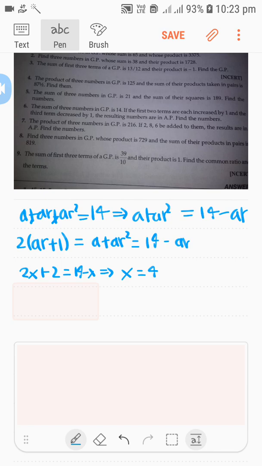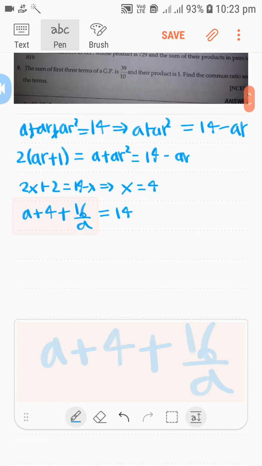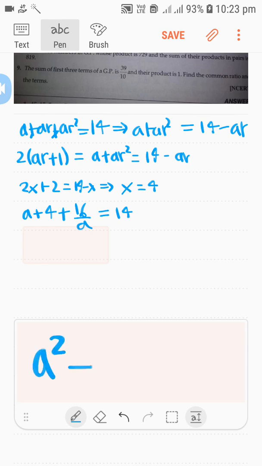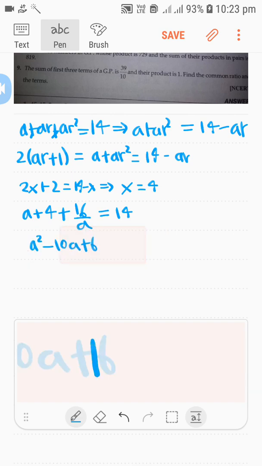So you will get A plus AR is just 4, plus AR is 4 times R. So 4R is nothing but 4 times of 4 upon A, which is just 16 upon A, and this is 14. That's nice. So that can be written as A squared. Well, just 4, and this 14 becomes 10, and then it moves to the left hand side to become minus 10. So you would get A squared minus 10A plus 16, and sorry, this is 16 not 6, equals 0.